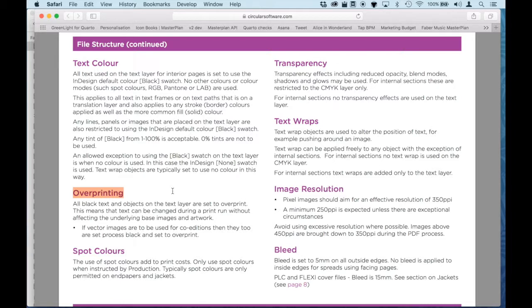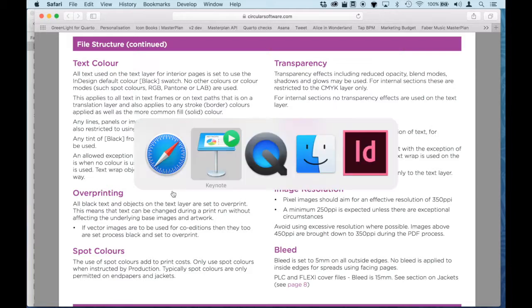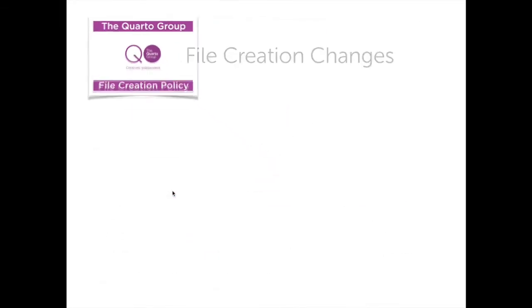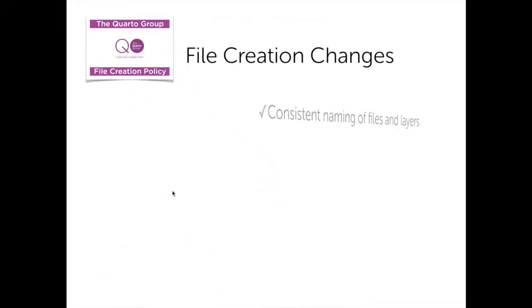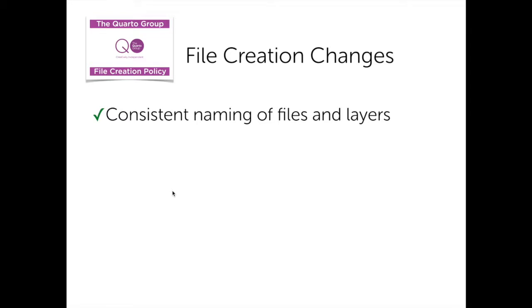Make sure that all the text is on that layer. It's usually called the text layer, but it could contain lines, it could contain images, etc. Anything that's changing within each language is all on that text layer. So if I come back to my presentation slides, here we go. We've got consistent naming of our files and our layers.